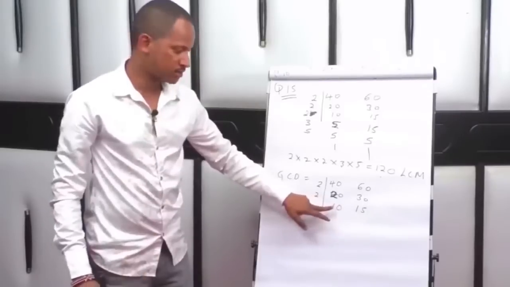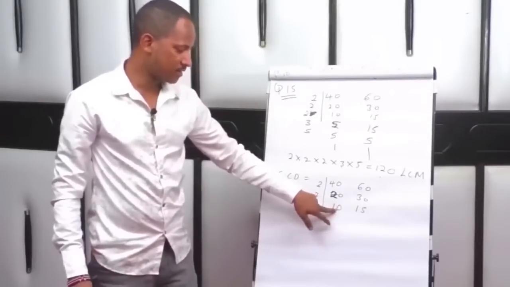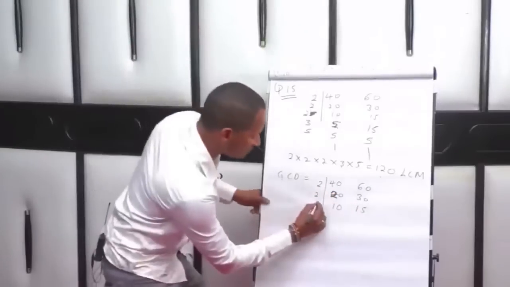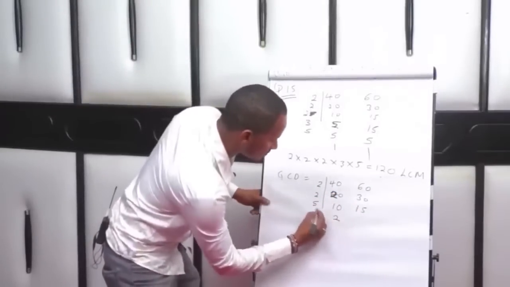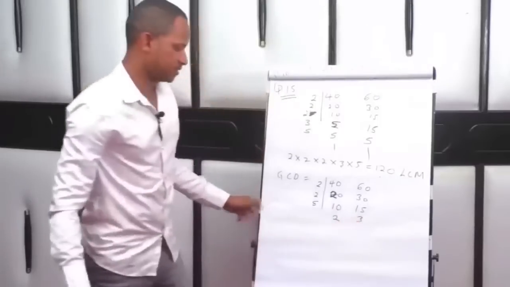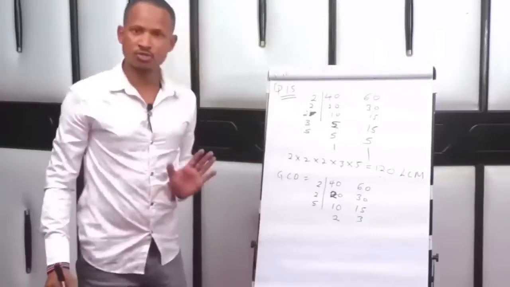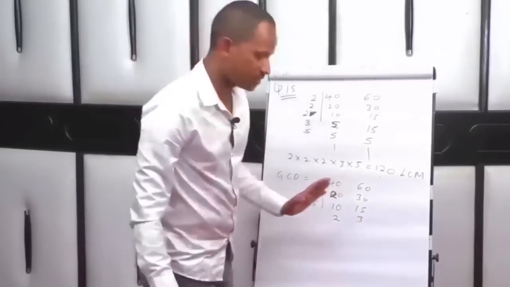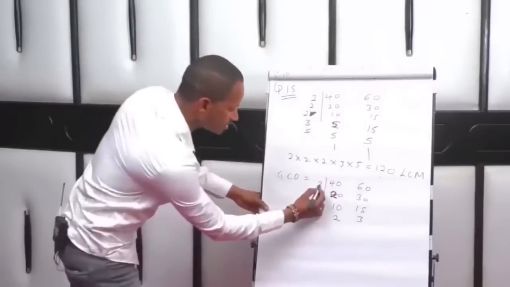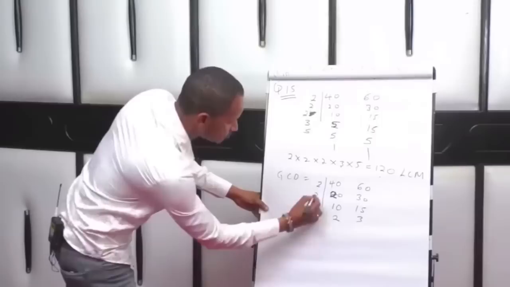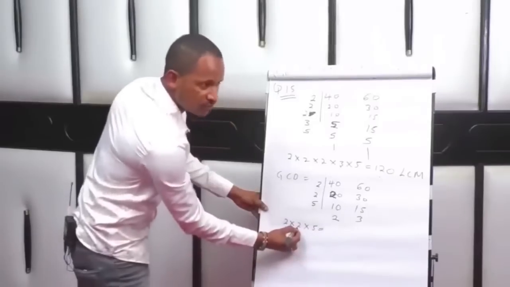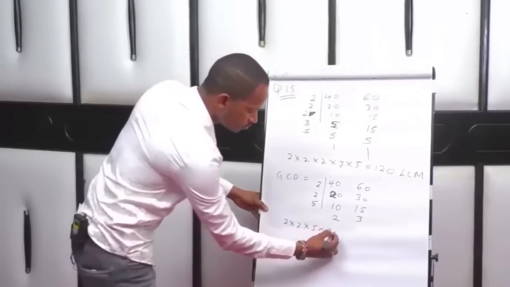So 2 cannot. 3, there will be a remainder here. 4, there will be a remainder in both. Therefore, the next one is 5. 5 goes here twice. 5 goes here 3 times. So we have 2 and 3. You stop there. Why? Because there is no other number that can divide these 2 without a remainder. So you stop there. Therefore, the GCD is 2 times 2 times 5. 2 times 2 is 4. 4 times 5 is 20.